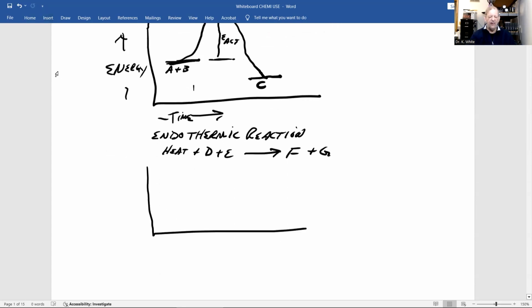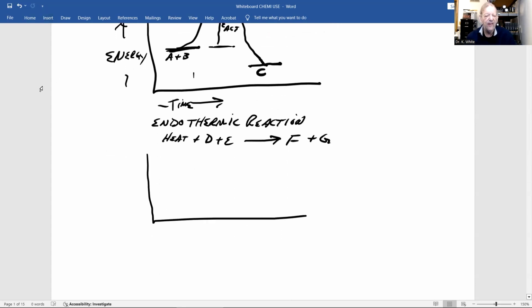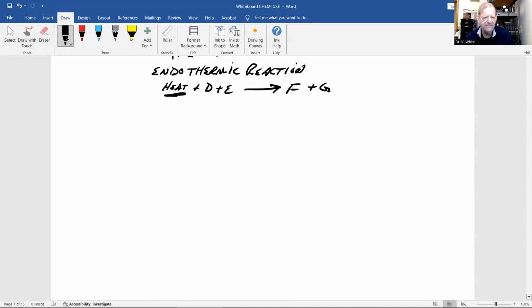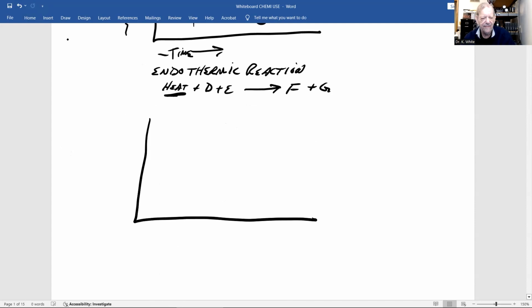Now, this is an endothermic reaction. And how do we know that? Because you have to add heat on the side of the reactants, D and E, at the base of the arrow. Now, once again, let me redraw my lines here. Give me a little more room to work with. And then the x-axis, you have time, and the y-axis, you have energy.